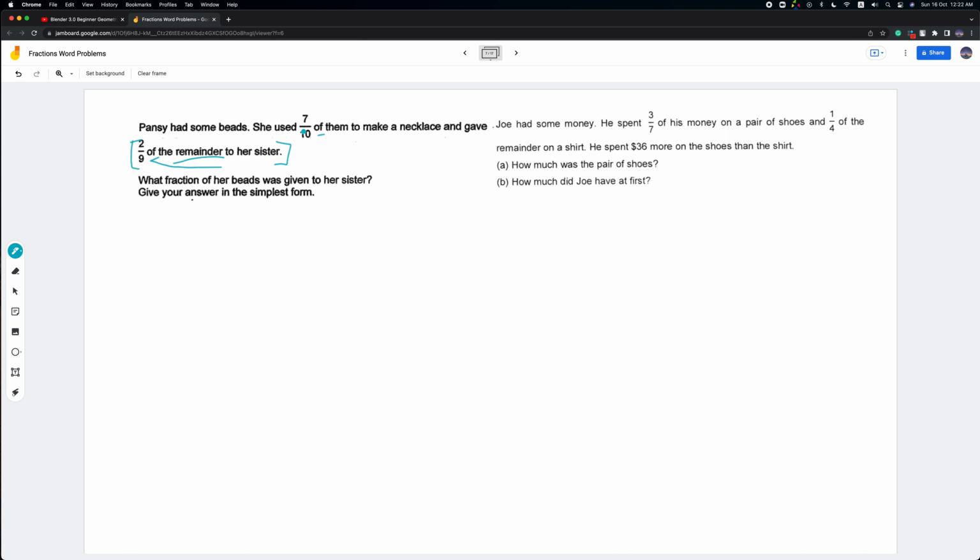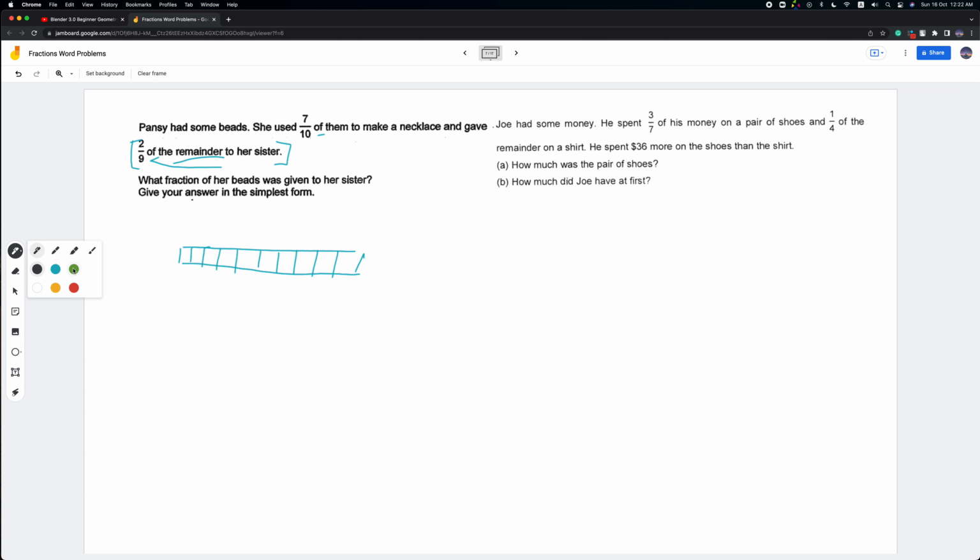My preferred method is to draw the model. So I'm going to draw the model for only the first part here. Okay, so we'll draw a quick model. We'll divide it into 10: 1, 2, 3, 4, 5, 6, 7, 8, 9, 10. Always check to make sure you have the right number of units.